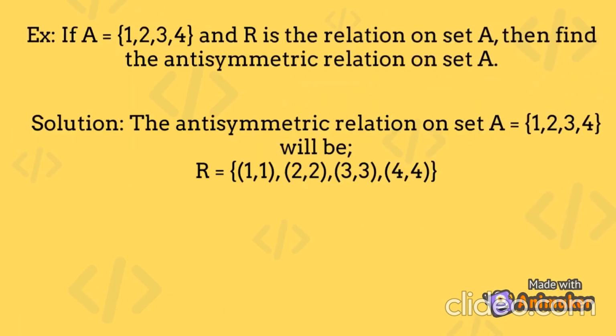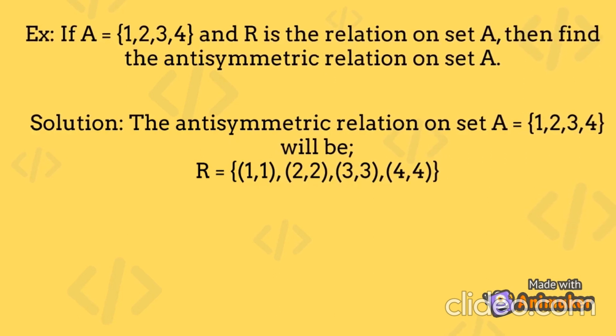In this example, we have to find the antisymmetric relation. We know that set A consists of 1, 2, 3, 4. Antisymmetric means both objects are the same. So in this context, (1,1), (2,2), (3,3) and (4,4) will be the antisymmetric relation.